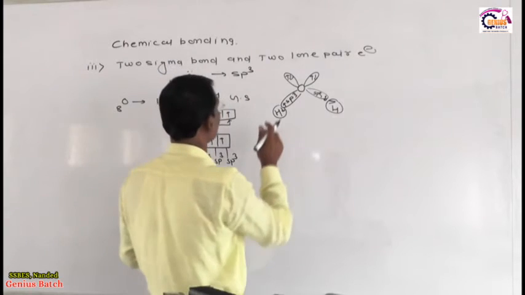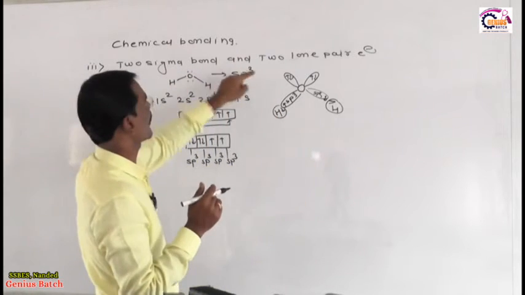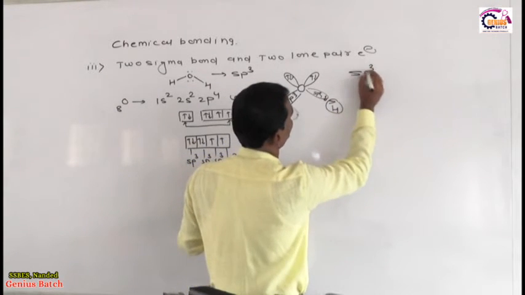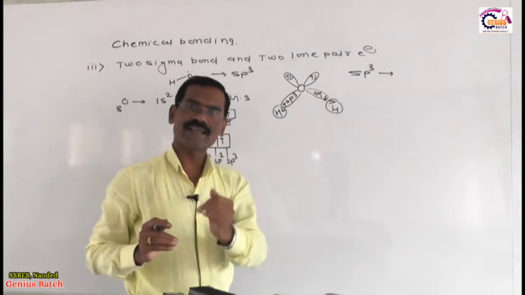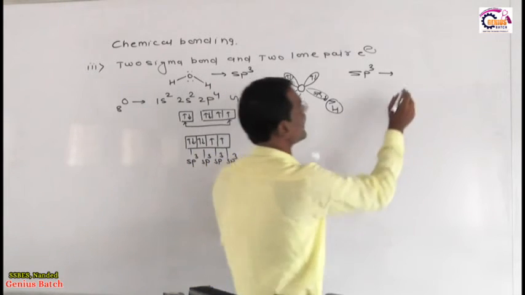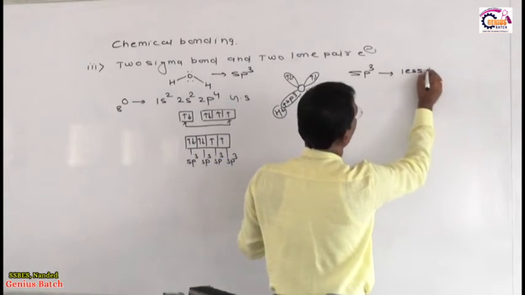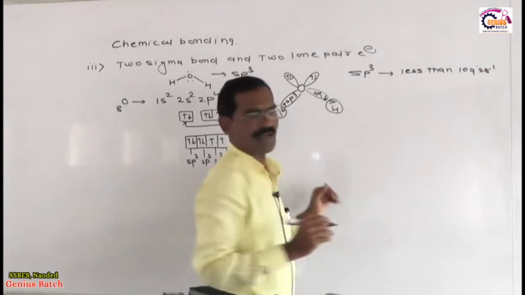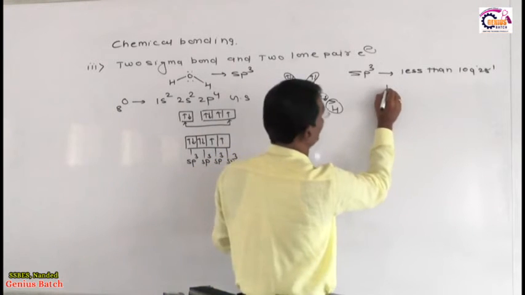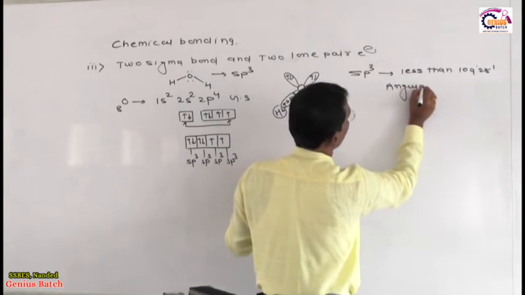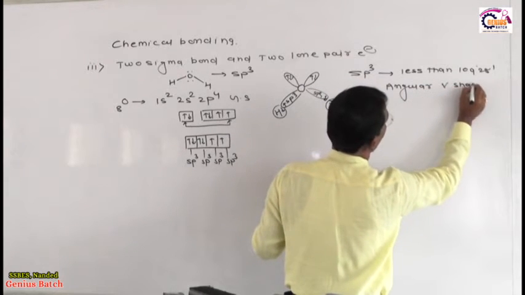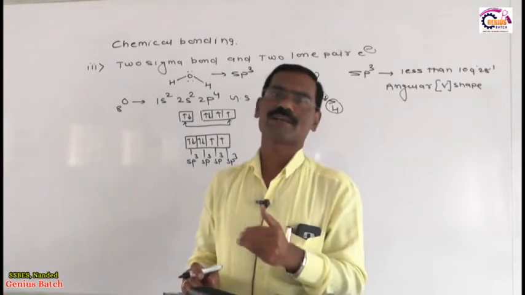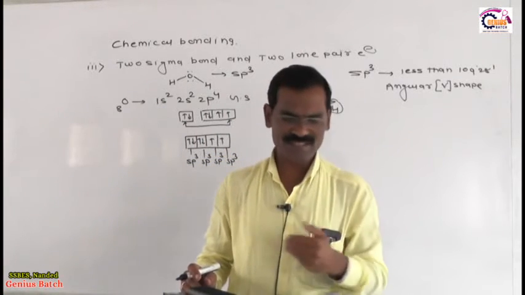Those molecules which have 2 sigma bonds and 2 lone pairs, no doubt the hybridization is sp3. The bond angle is less than 109 degree 28 minute, and the geometry is 100% angular, which is also called V-shaped geometry. So which are the examples of this category? Those molecules which have 2 sigma bonds and 2 lone pairs, just keep this in your mind.